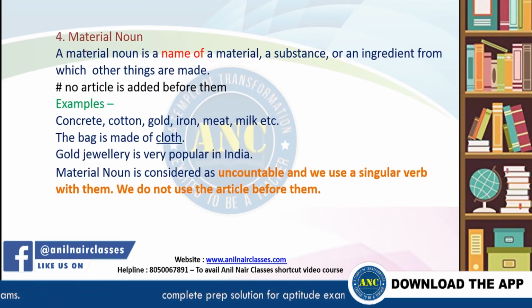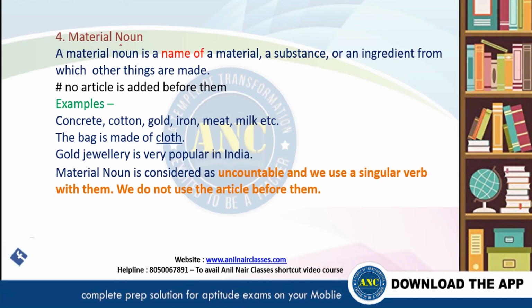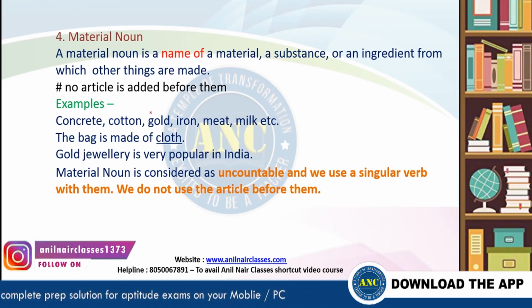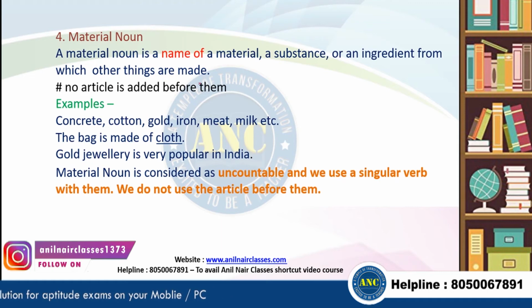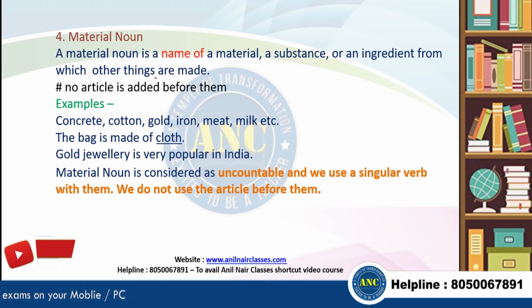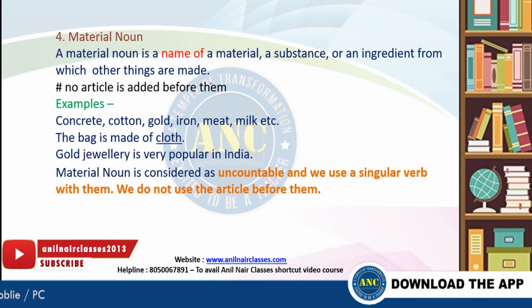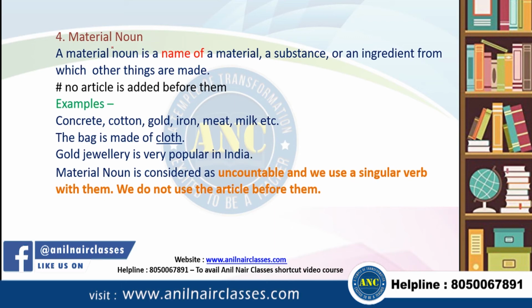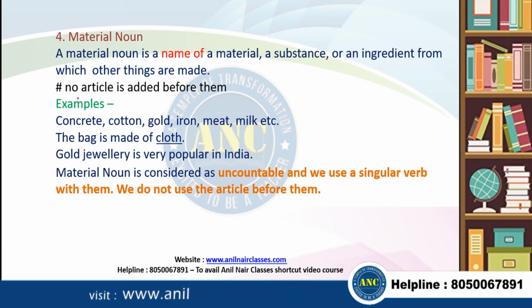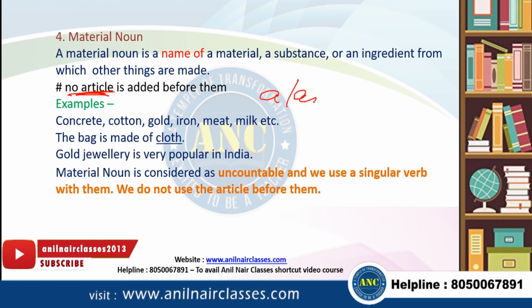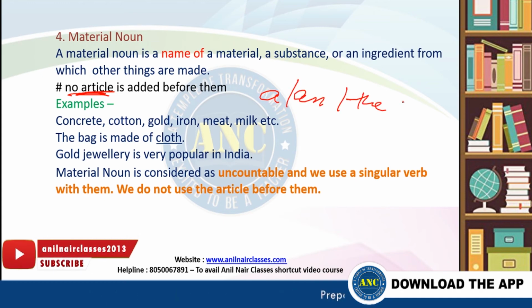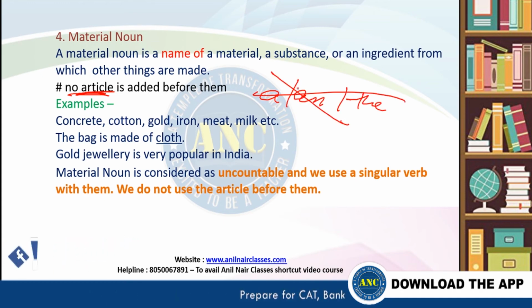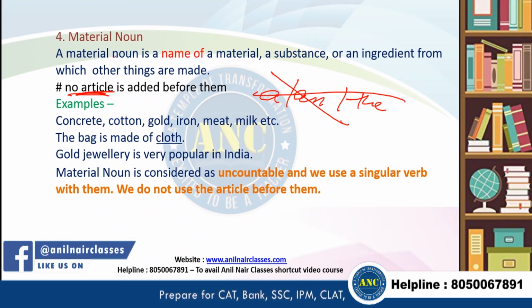Now the last one is the material noun. We can say a material noun is a name given to any material or a substance or any ingredient from which we can make something else. So a substance or a thing which is used to prepare something else, that's called a material noun. Again, no article, not a single article, no a, an or the, before a material noun. None of these articles we can put before a material noun.